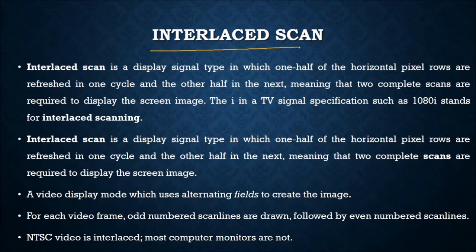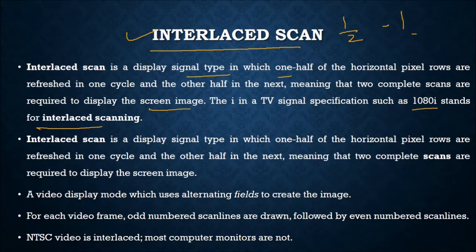What is interlace scan? What do you mean by interlace scan? So interlace scan is a display signal type in which one half of the horizontal pixel rows are refreshed in one cycle and the other half in the next, meaning that two complete scans are required to display the screen image. You can see it somewhere in a TV signal specification such as 1080i. This stands for interlace scanning.